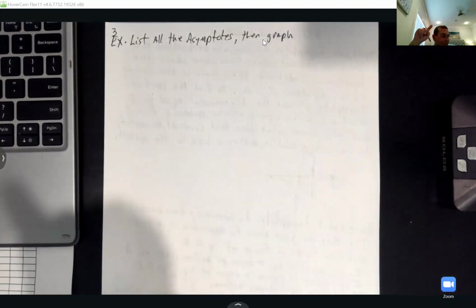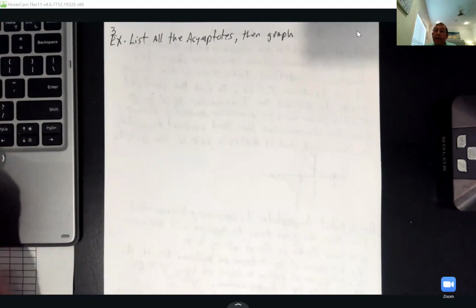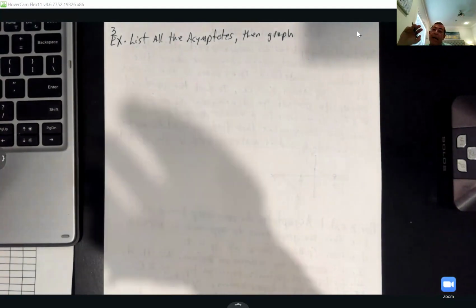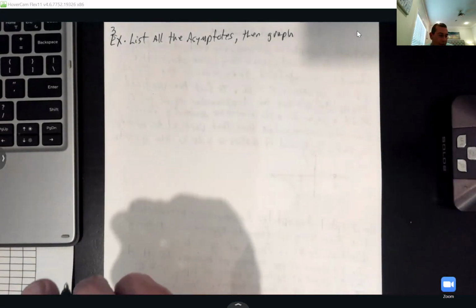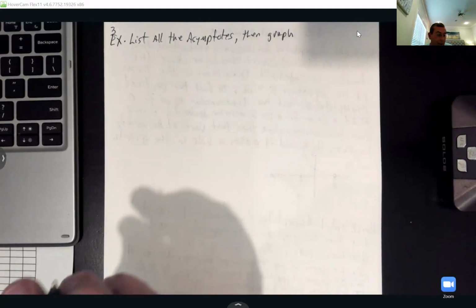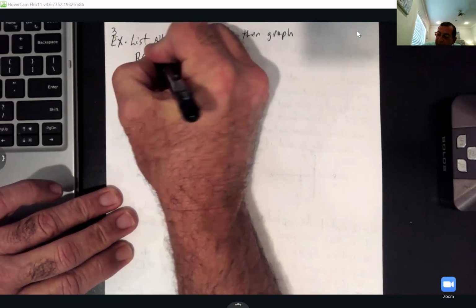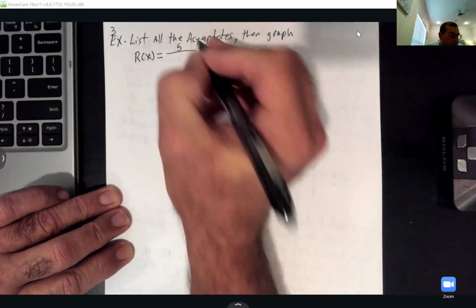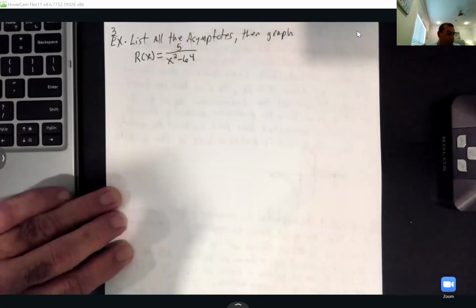Now, the graphs, they'll have 4 pictures. We don't have to hand graph these. They're going to give us 4 pictures. So what I'll do is show you how to put them on the calculator to match their pictures exactly. And then knowing our asymptotes will sort of help us make sure we're also accurate, okay? So this one, they're giving me r of x equals 5 over x squared minus 64.